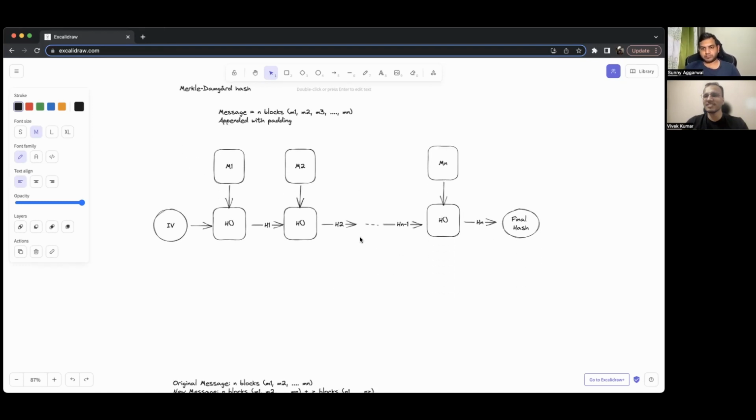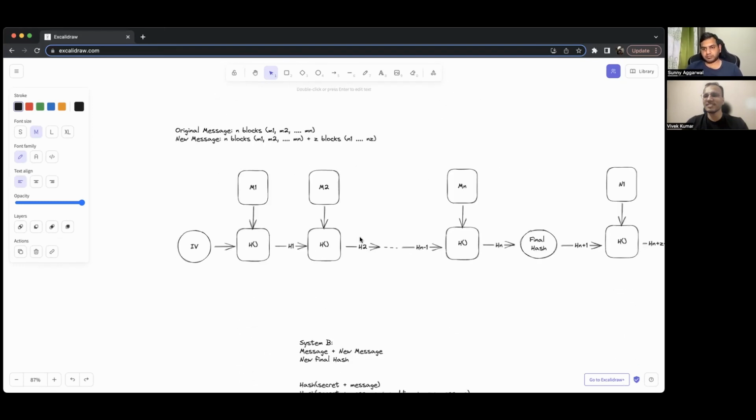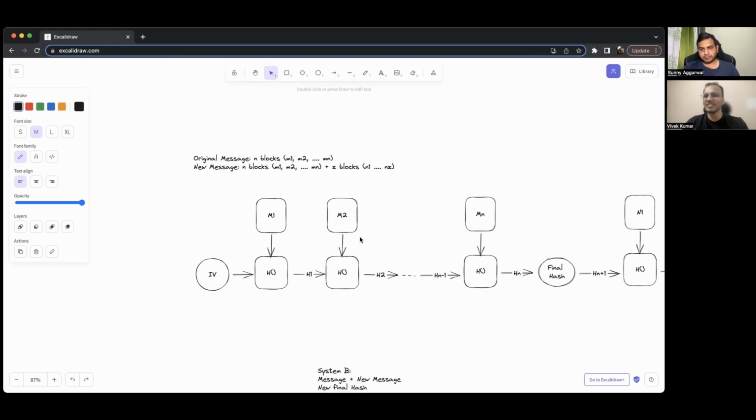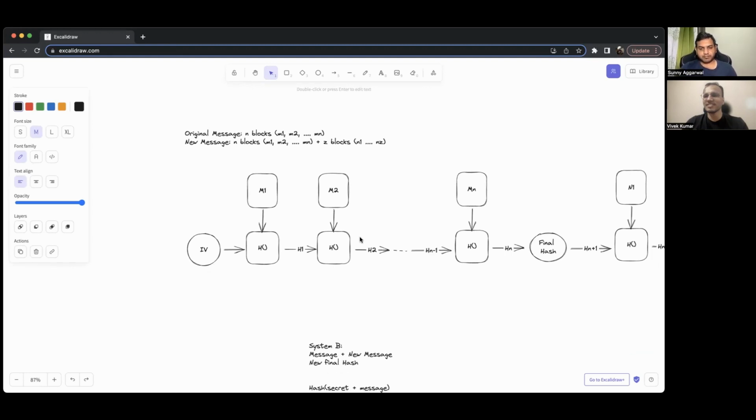Is there an existing algorithm which is still vulnerable to this? MD5 and SHA-1 are vulnerable right now. Okay. And some hashes under the SHA-2 family are also vulnerable.